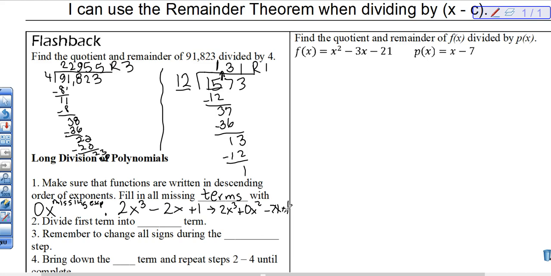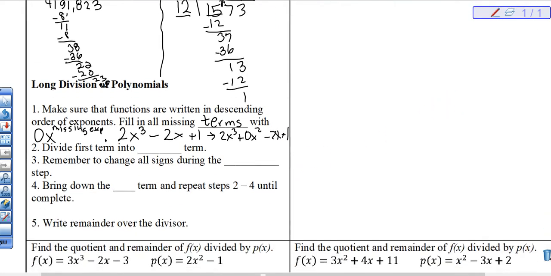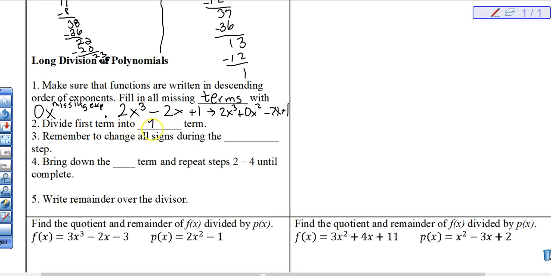Okay, so that's important. Then divide first term into first term and ignore the rest. Don't try to do any other divisions. Just do first term divided by first term. That's it. Remember to change all the signs during the subtraction step, because you'll be subtracting like a binomial or a trinomial, so you have to distribute the subtraction. So that's really important. A lot of people forget that.